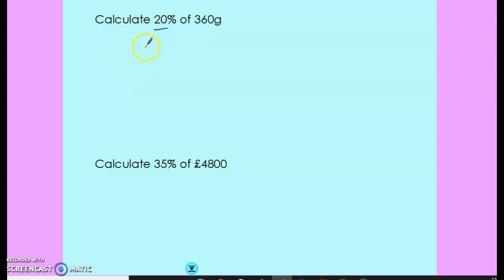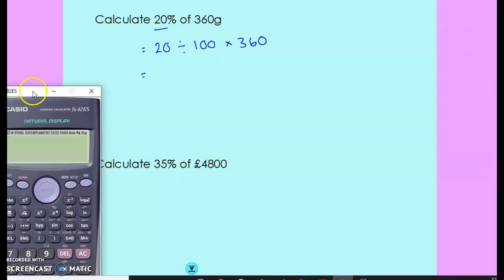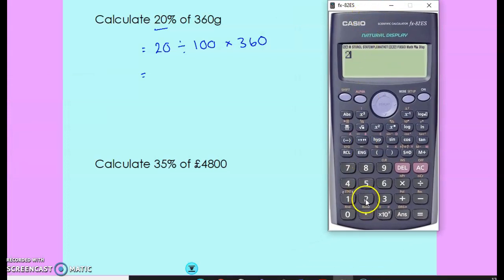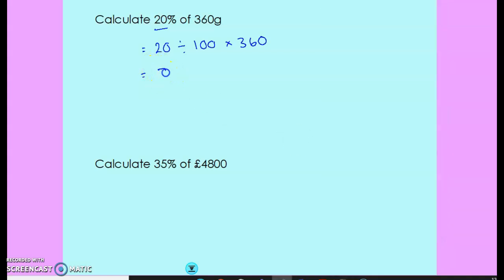So 20% means 20 out of 100. So we're going to do 20 divided by 100 times 360. Type that into a calculator. 20 out of 100, so 20 divided by 100 times 360 is 72 grams.